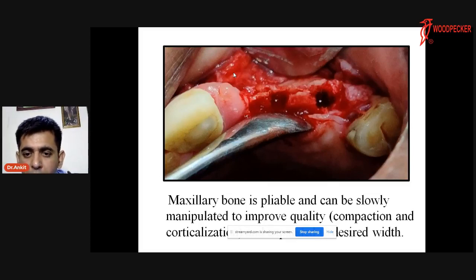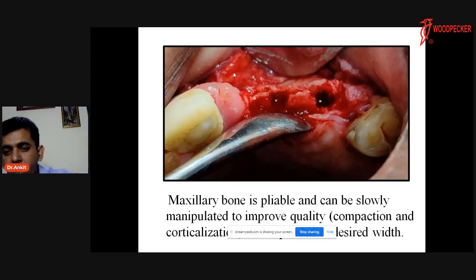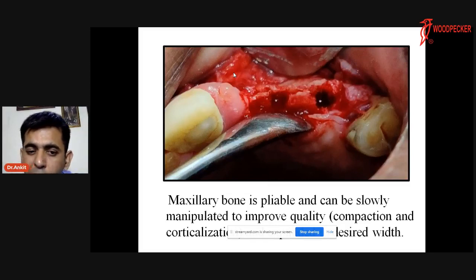After completing the osteotomy, we make the buccal as well as a little bit of the palatal bone pliable. Though the palatal bone is resistant to splitting, and we should not make the buccal bone too pliable, we can slowly manipulate it to improve its quality. What do you mean by improving the quality?